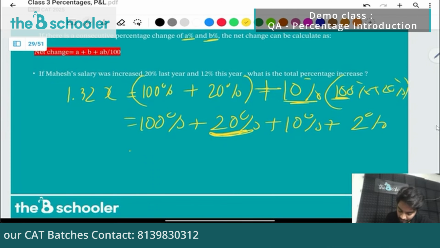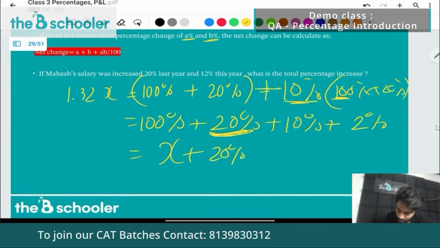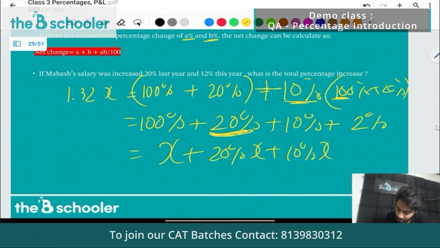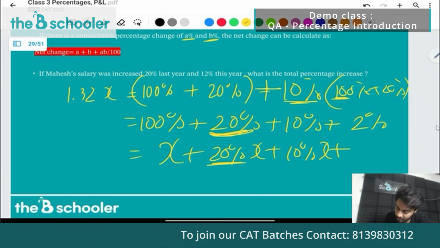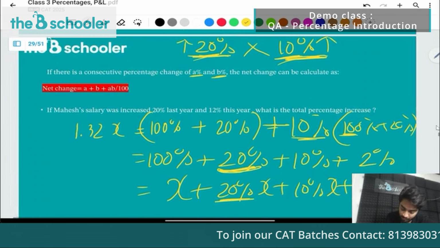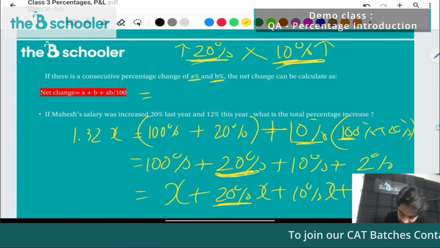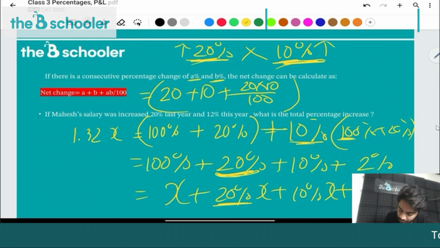So you get the initial value, which is x, plus 20 percentage of x, which is what is told as the initial increase, plus 10 percentage of x, which is the second, consecutive increase, plus 2 percentage, which is 10 percentage of this 20%. Okay, so you can generalize it and write it in this formula. That means you can say the net change is 20 plus 10 plus 20 into 10 divided by 100. This much percentage we will get it as 32 percentage.